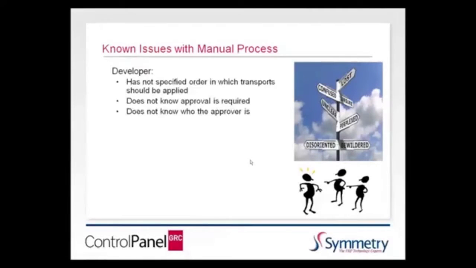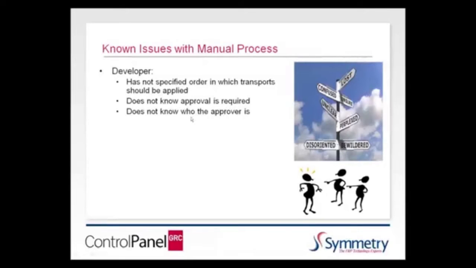So now I'm going to go over the known issues with this. For the developer, a lot of times he might not specify which transport should be applied. If he sends an email, he might forget to put the transport in. If he doesn't know that the approval is required, if the process hasn't been set, or if the developer is new to the team, he might just send out an email directly to the basis person, who's then going to ask, well, are you able to approve this? If you're not, then we need to talk to the approver, send this back. And it gets unclear at some points, and you get a lot of emails going back and forth.